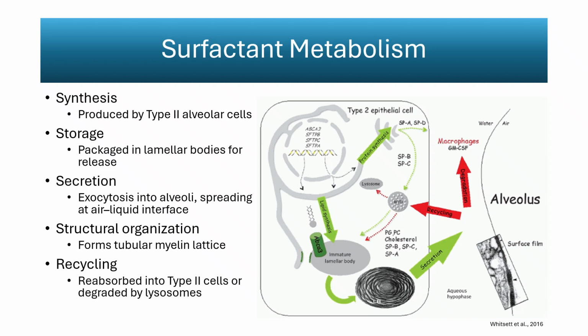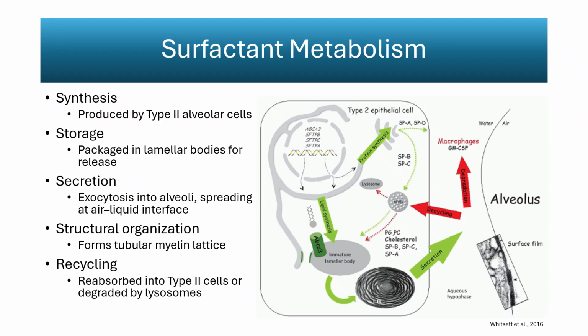Surfactant is synthesized by type II alveolar cells, which begin producing phospholipids and proteins early in fetal life. These components are packaged into lamellar bodies, the intracellular storage granules that hold surfactant until release. Through exocytosis, lamellar bodies discharge their contents into the alveolar space, where the material organizes into tubular myelin. This lattice structure distributes phospholipids evenly across the air-liquid interface, ensuring rapid surface activity.